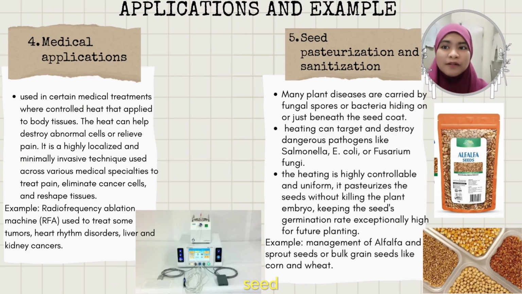And lastly is seed pasteurization and sanitization. Many plant diseases are carried by fungus spores or bacteria hiding on or just beneath the seed coat. Heating can target and destroy dangerous pathogens like Salmonella, E. coli, or Fusarium fungi. The heating is highly controllable and uniform. It pasteurizes the seeds without killing the plant embryo, keeping the seed's germination rate exceptionally high for future planting. For example, management of alfalfa and sprout seeds or bud grain seeds like corn and wheat.